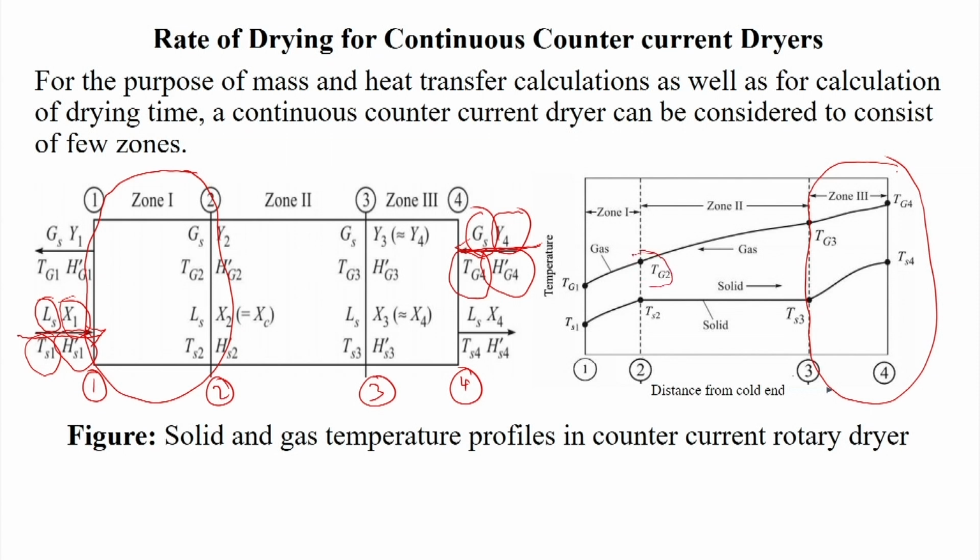It enters here, and then it comes into contact with the wet solid. This wet solid temperature will go on increasing from Ts1 to Ts2 in zone 1. The flow rate is Ls, and the moisture content will definitely be decreasing to X2, the critical moisture content. The temperature increases from Ts1 to Ts2, and the enthalpy also goes on increasing from Hs1 to Hs2.